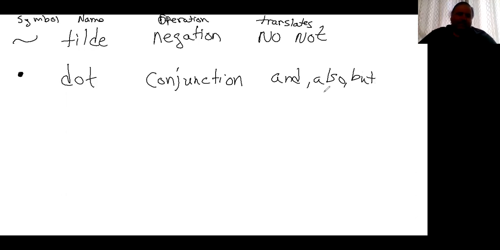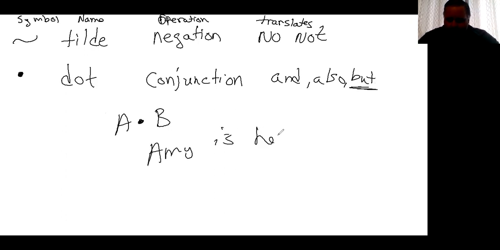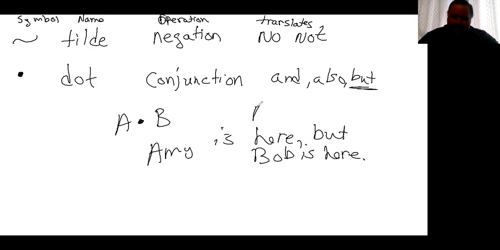For example, if you have a statement like Amy and Bob are here, you would say Amy is here, dot, Bob is here. Now, I mentioned that it also can translate the word but, which really at the end of the day just means and. If I say Amy is here but Bob is here, maybe there's a big fight between the two of them. Maybe they absolutely hate each other and they never go the same place. What I'm really saying is Amy is here and Bob is here. It means the same thing, but just has an ordinary language.